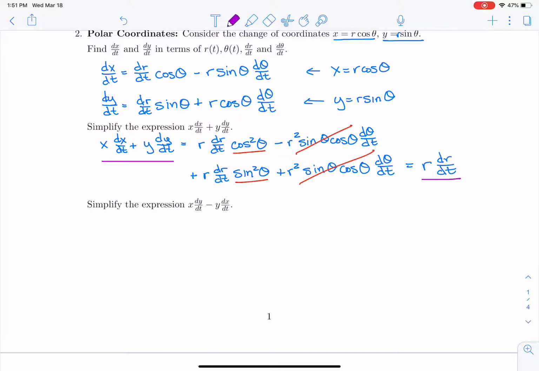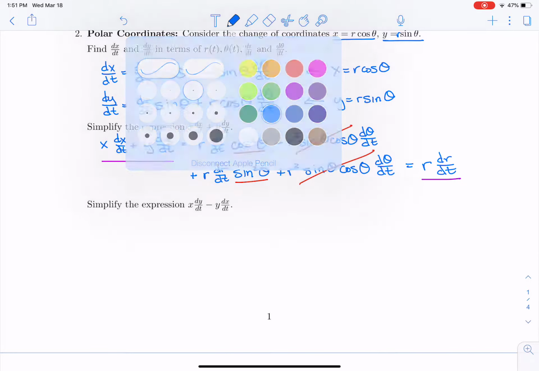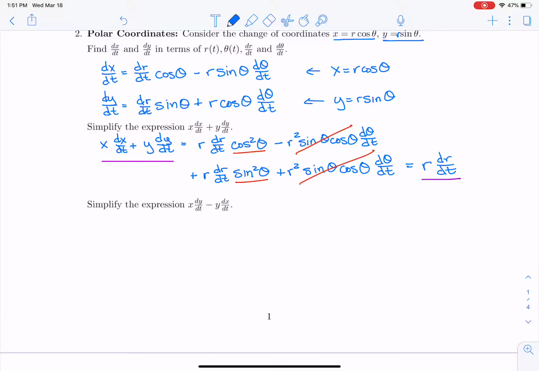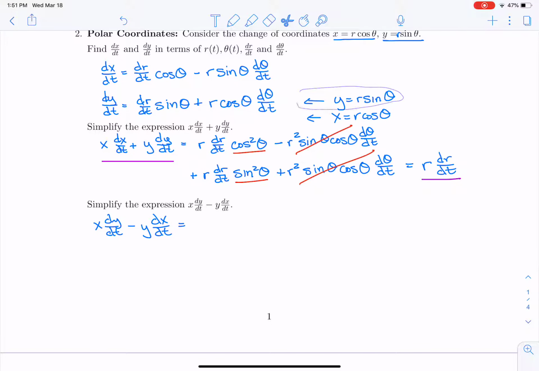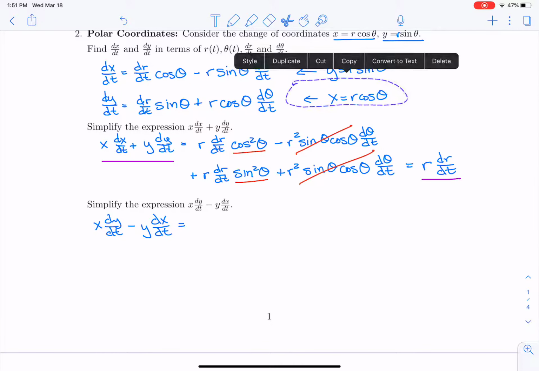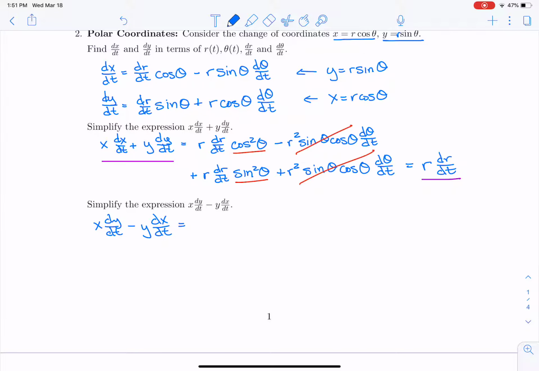Well, that's interesting. Let's try something similar. Let's try x dy/dt minus y dx/dt. Well, in this case, I'm going to multiply the dy/dt equation by x and the dx/dt equation by y. So let's see what happens when we do that multiplication.